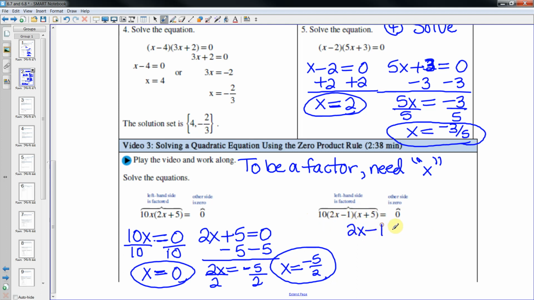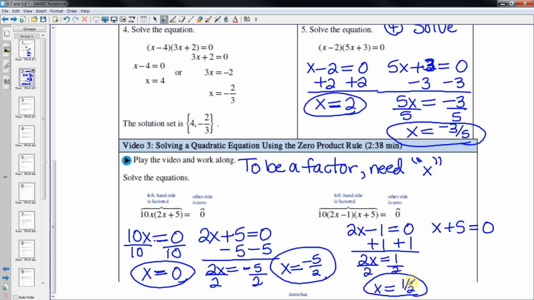2x minus 1, we're going to set it equal to 0. And we're going to set x plus 5 equal to 0. And we're going to solve each one. So I'm going to add 1 to both sides. So 2x equals 1. And divide by 2. So x equals 1/2. There's an answer. And then on the second equation, I've got x plus 5. So I'm going to subtract 5 from both sides. So x equals negative 5. So two answers, 1/2 and negative 5.